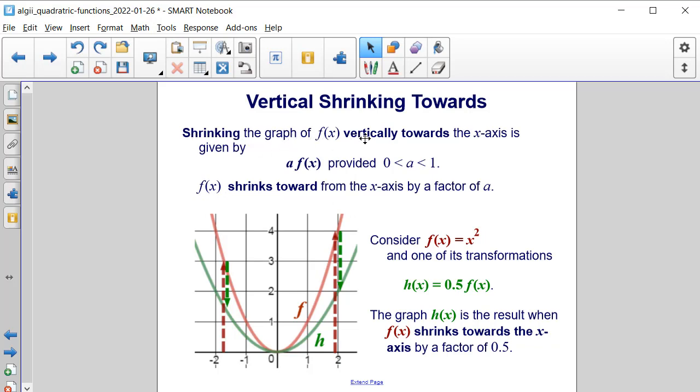Shrinking the graph of f of x vertically towards the x-axis is given by a times f of x, provided that a falls between 0 and 1. This causes f of x to shrink towards the x-axis by that factor of a. So if we started off with f of x being equal to x squared, your regular parabola, and then we multiplied f of x by 1/2, or 5/10, then the graph moves towards the x-axis, or shrinks vertically, by a factor of 5/10, or 1/2.